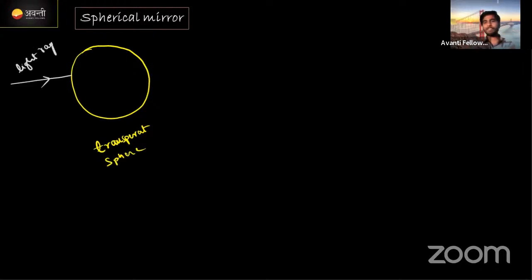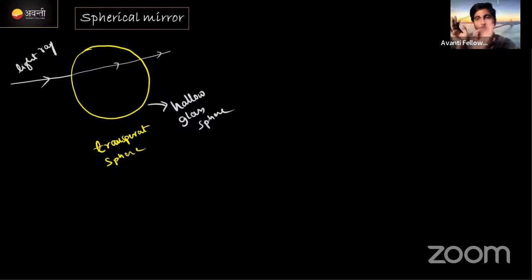The light ray will easily pass through this sphere like this. Then it will not be a mirror. Basically, I'm taking this as a glass, a spherical glass, a hollow glass sphere. The incident light will easily pass through the glass sphere. What is a mirror actually? A mirror is an opaque object.